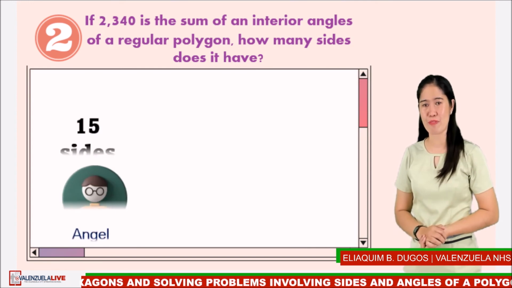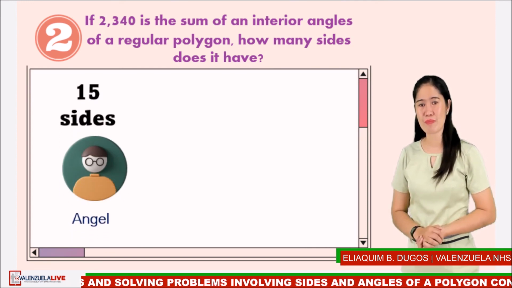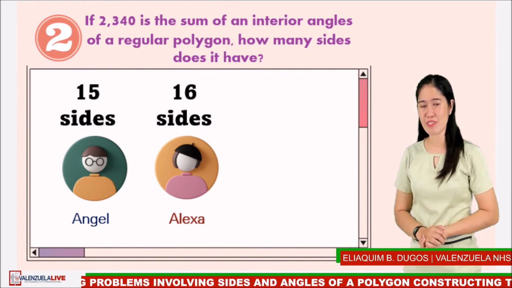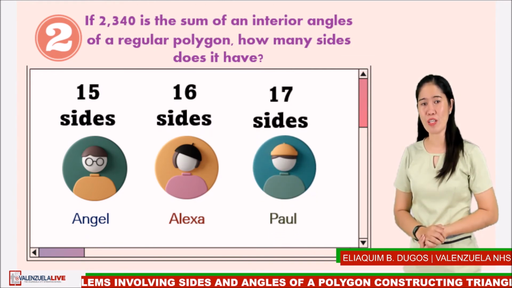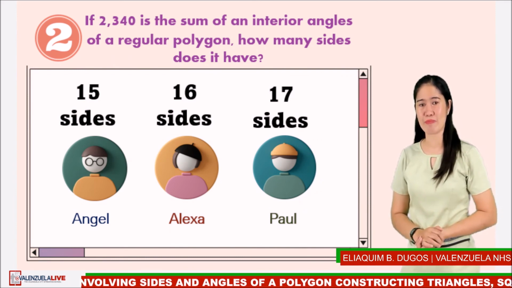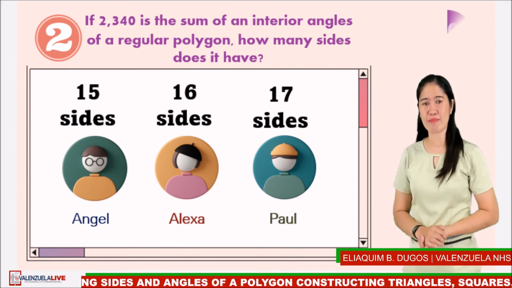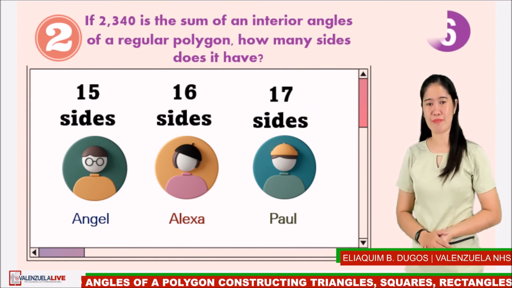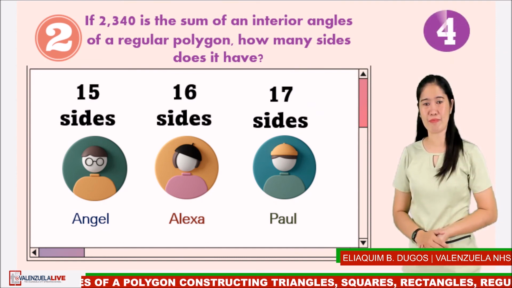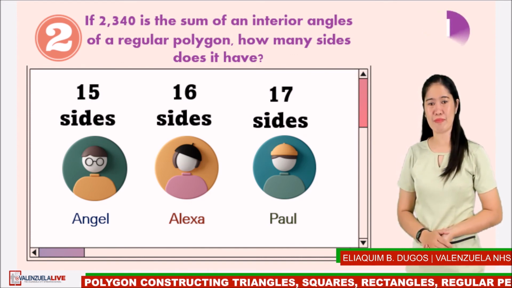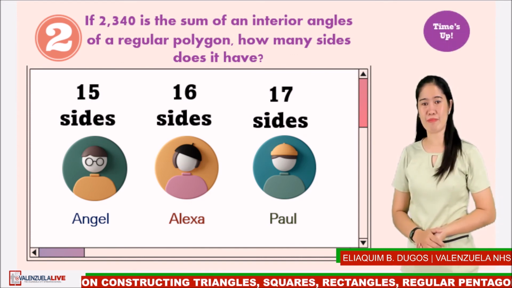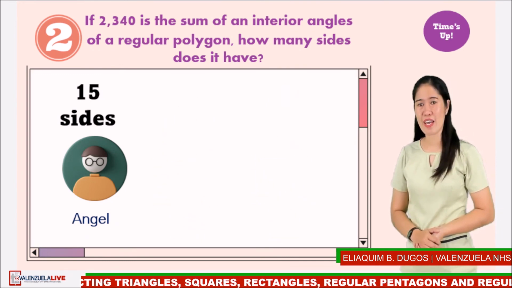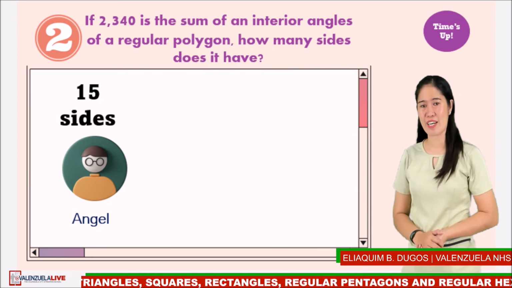Number 2. If 2,340 is the sum of the interior angles of a regular polygon, how many sides does it have? Is it Angel, who answered 15 sides, Alexa, 16 sides, or Paul, who answered 17 sides? 10 seconds. And the student who got the correct answer is Angel, which is 15 sides.